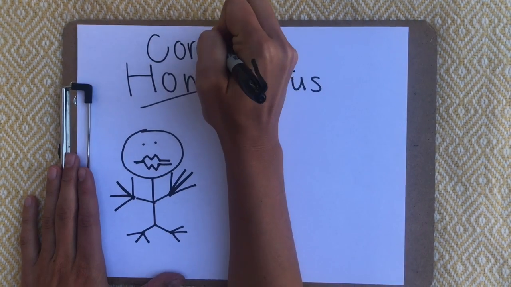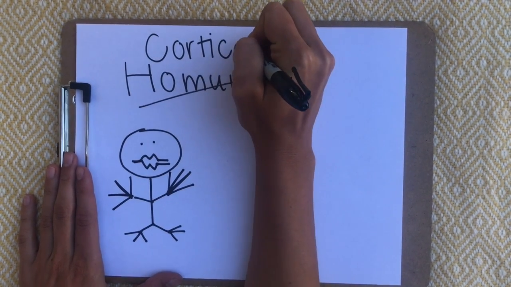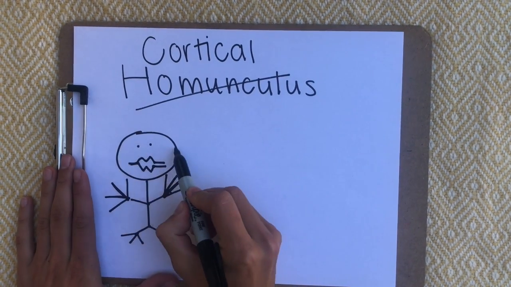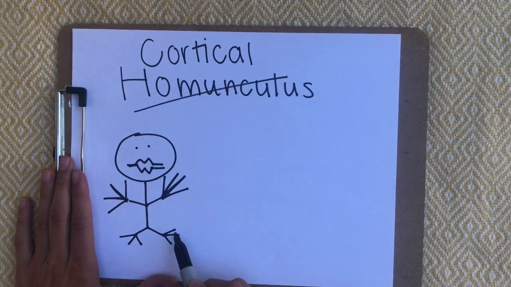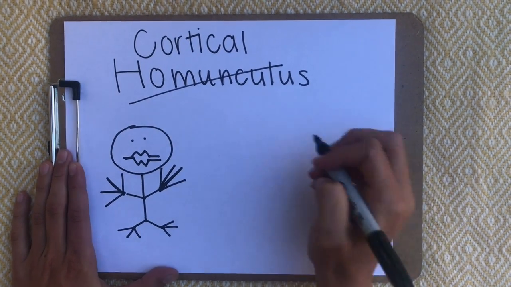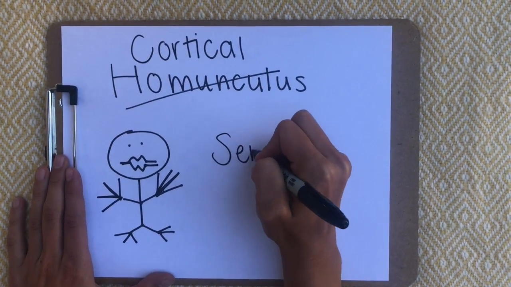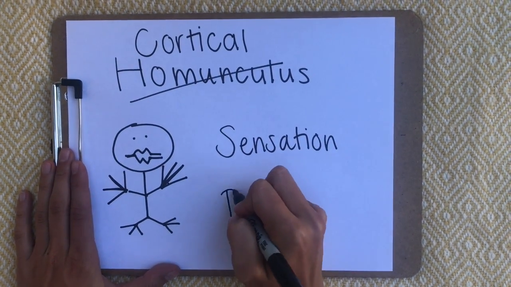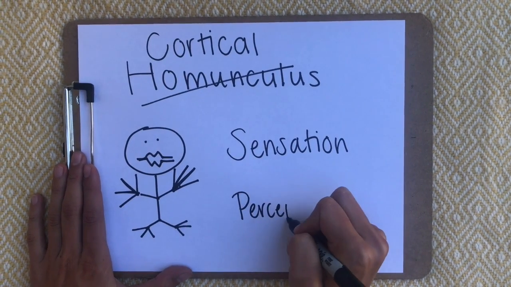Homunculus is Latin for little man, and this little man is used to help describe how different parts of the body are correlated to specific areas of the brain, which was revealed through brain stimulation during epilepsy surgeries. This illustrates how we sense and perceive the world. Sensation is a physical feeling resulting from something that comes into contact with the body, while perception is the ability to become aware of such sensations.